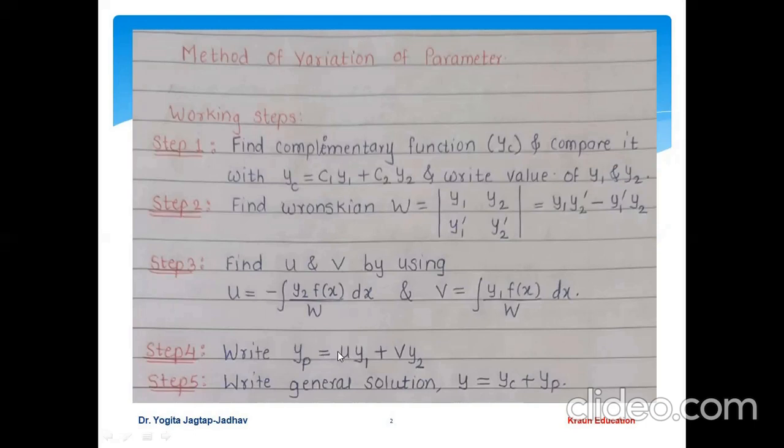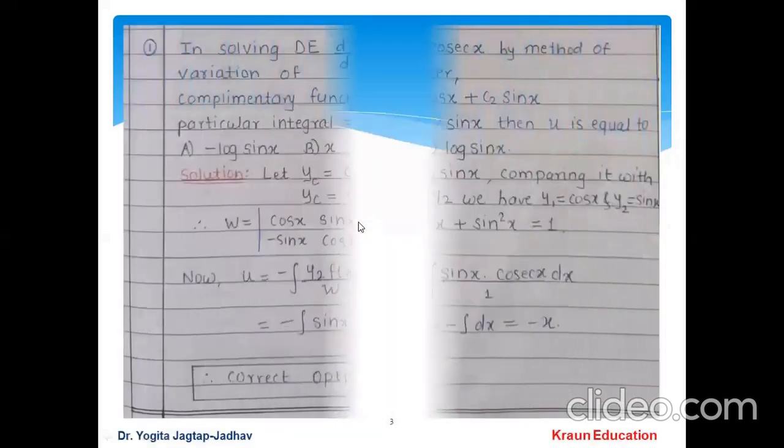And once you get the particular integral, in the last step, number 5, we have to write down the general solution, that is y equal to yc plus yp. Now look at the examples.